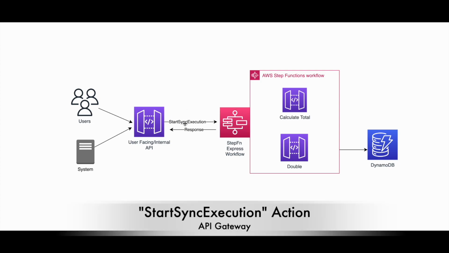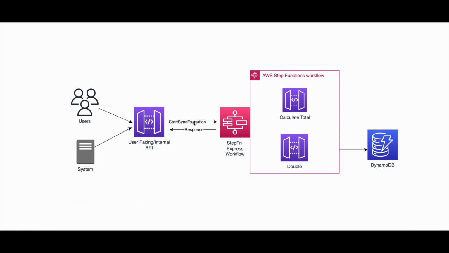Now there are two main actions: StartExecution, which is an asynchronous action, and StartSyncExecution, which is a synchronous invocation. So when we use StartSyncExecution, API Gateway will wait until the result is returned to the user. So it's basically a synchronous request-response. Now these types of patterns are also getting popular because express workflows have a pricing model similar to AWS Lambda.